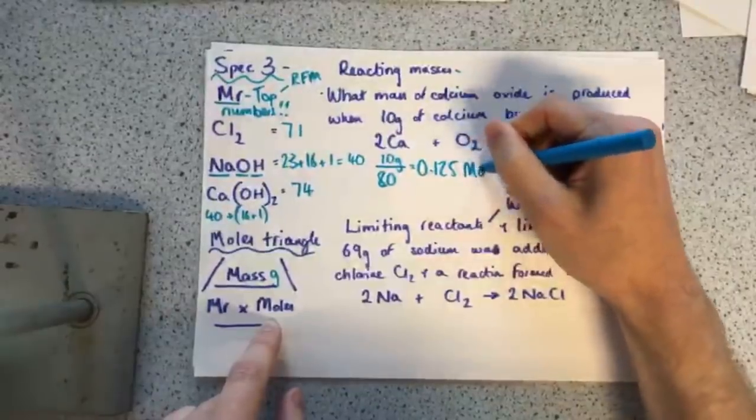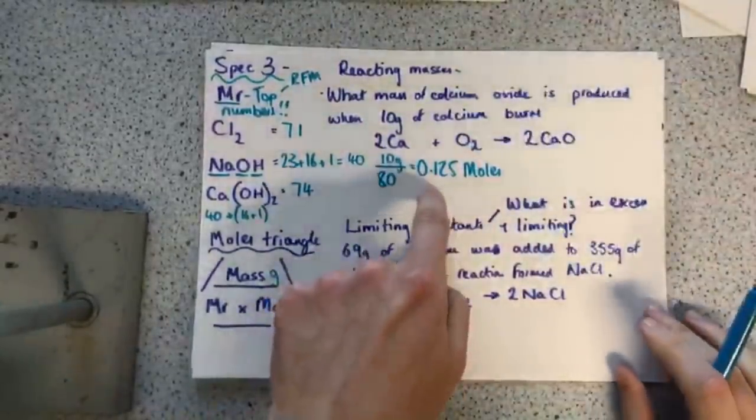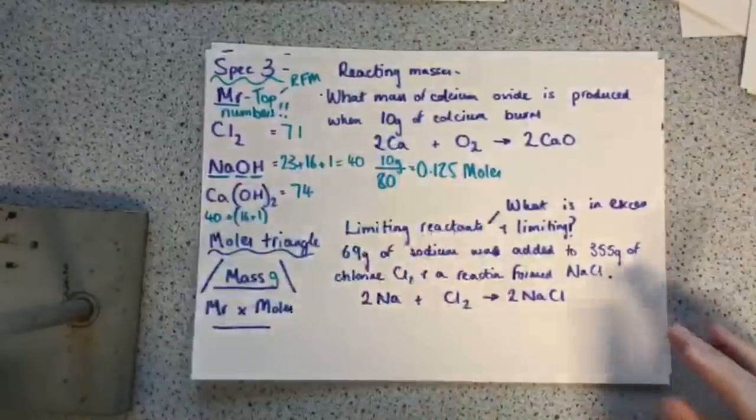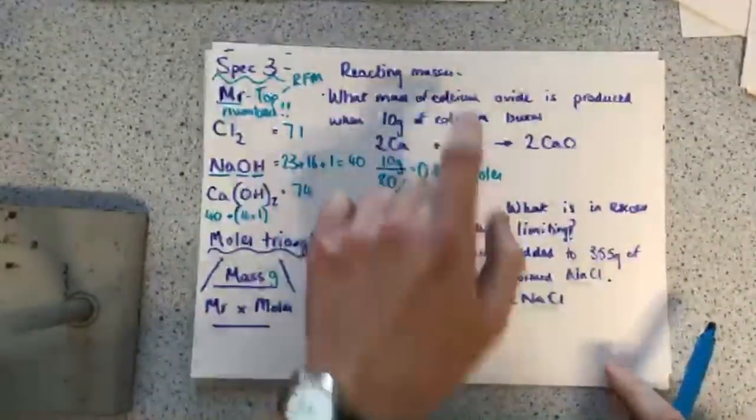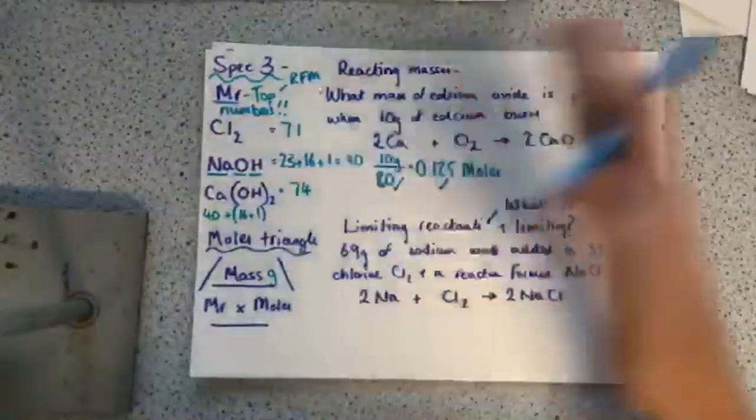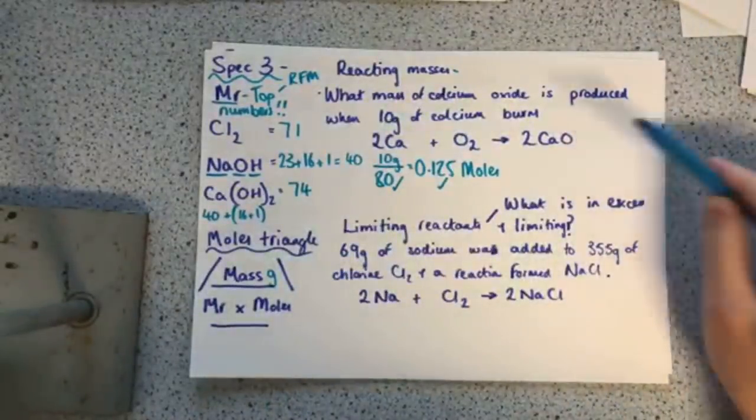So we can write that down now. We've got 0.125 moles. So we're halfway there. You'd get a mark for doing that and a mark for doing that. The question's asking us about calcium oxide. So now what we need to do is look at calcium oxide, which is over here.